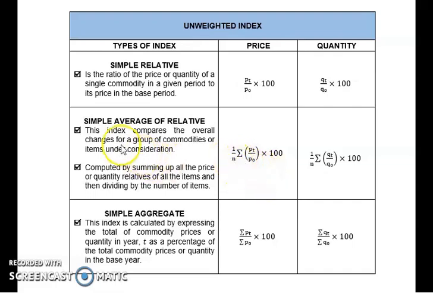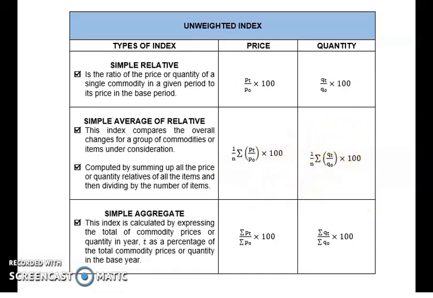So how to calculate simple relative index here? You need to do this part first: summation of current year price divided by base year price. And then you get this value, then you divide it by the number of items. Similarly, this applies to quantity index.